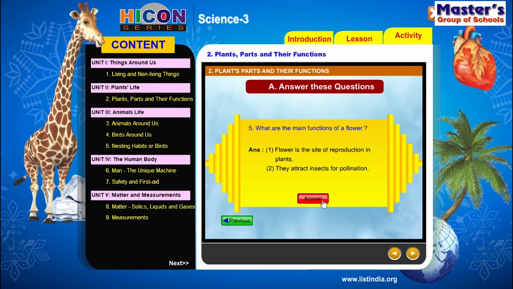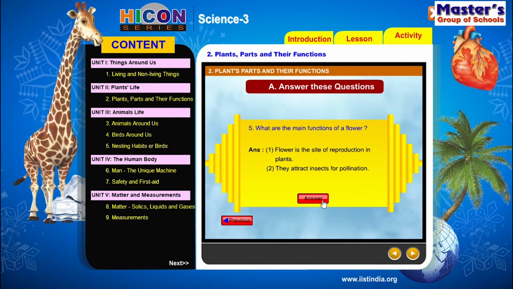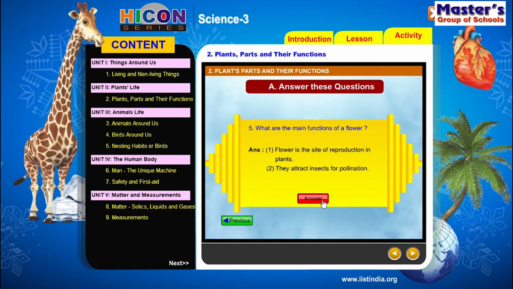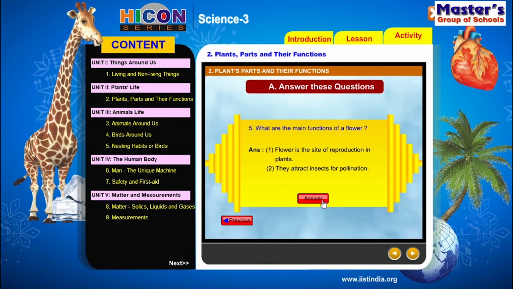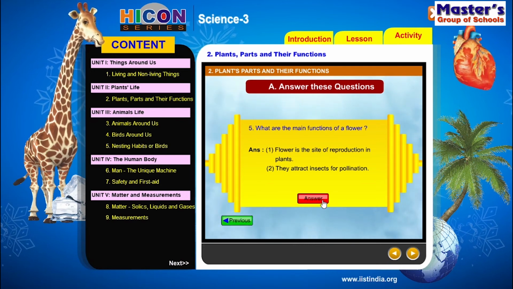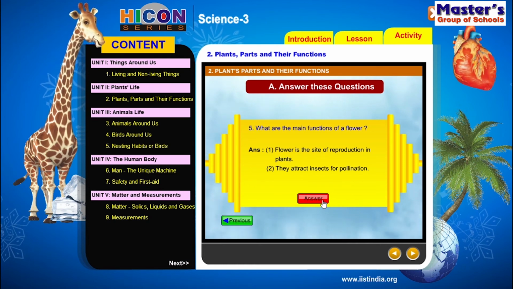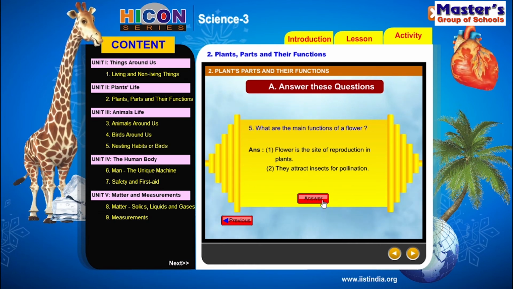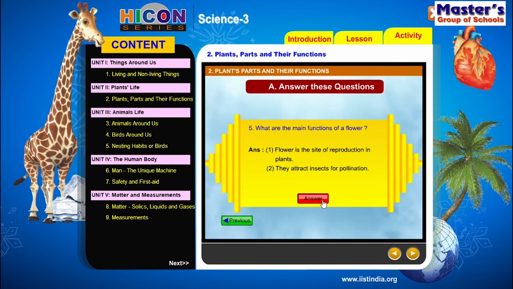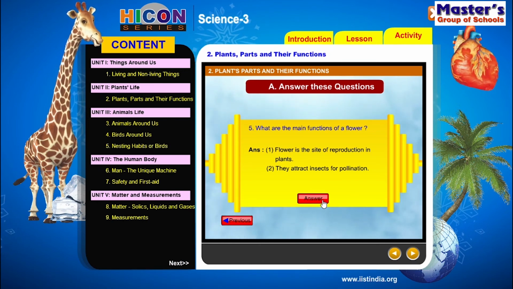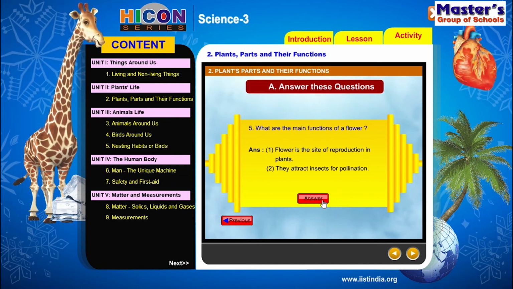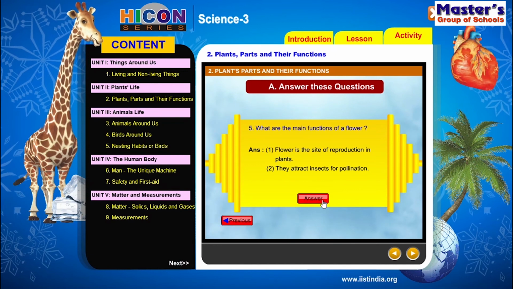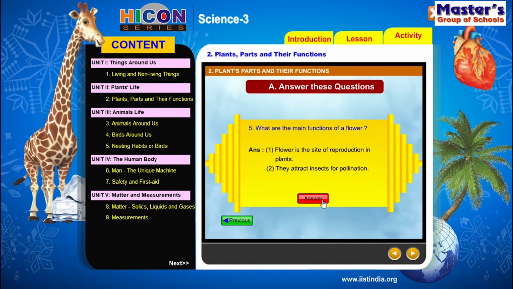Children, the flower is another important part of the plant because reproduction takes place in the plants in the flower only. That means the flowers will be converted into fruits by the process of pollination. So flowers attract insects for pollination. When insects fall on the flowers, pollination takes place and then fertilization takes place. When fertilization takes place, the flower is gradually converted into the fruit. So that's why flowers are very important for producing fruits.